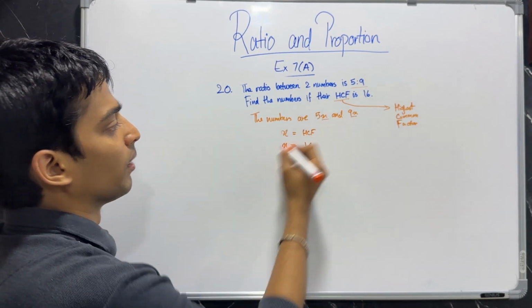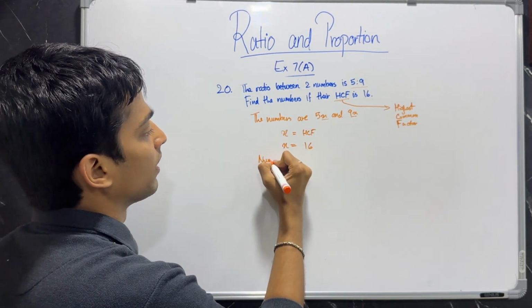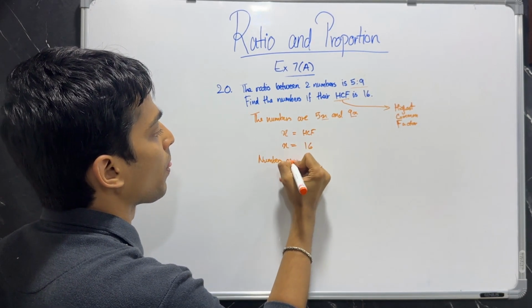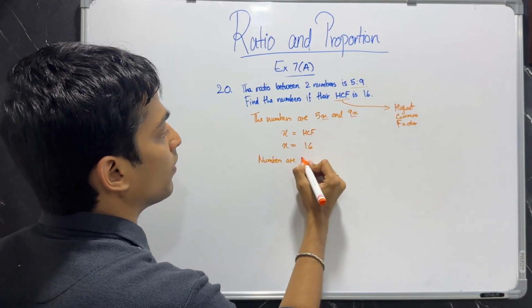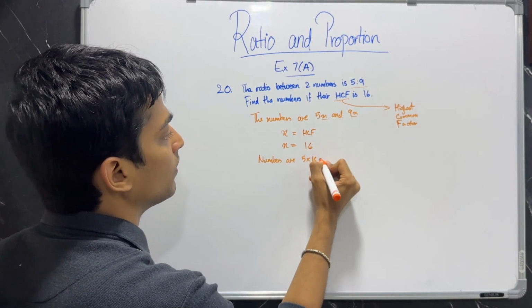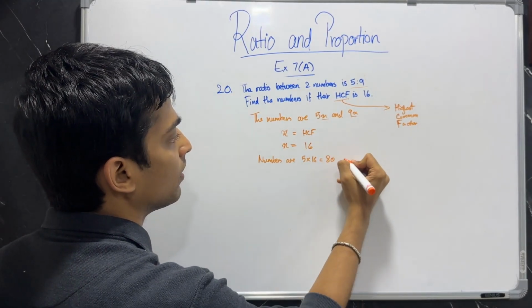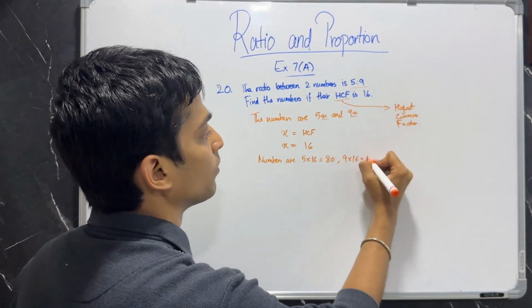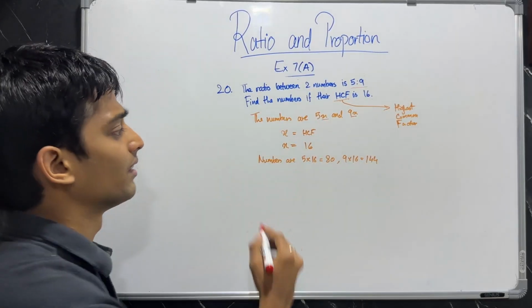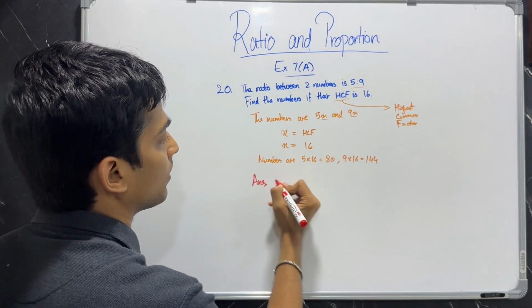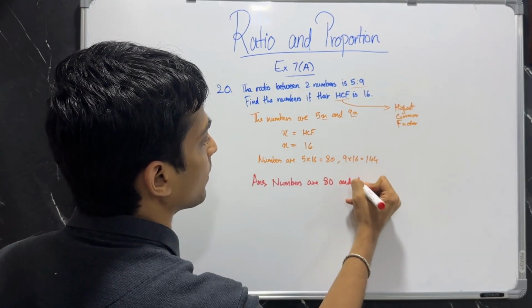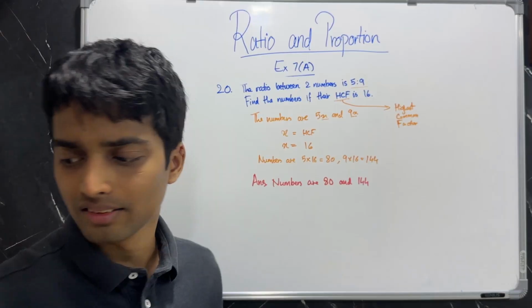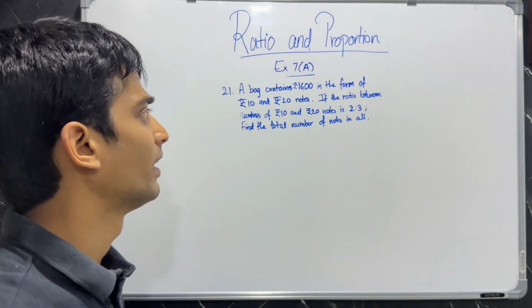Now, the numbers will simply be 5 into 16, which is 80, 9 into 16, which is 144. So the final answer is 80 and 144.